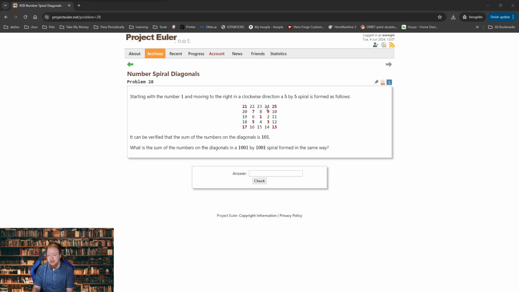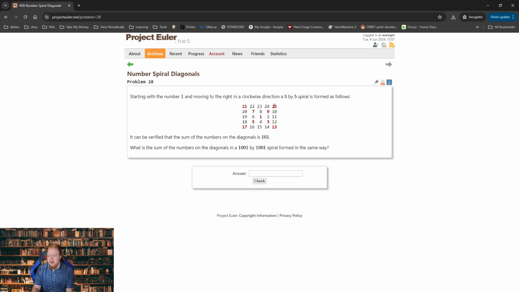We can actually start to see a pattern here. In the 3x3, the greatest number is 9, which is 3 times 3, and in the 5x5, it's 25, which is 5 times 5. So if we want a 1001 by 1001, the greatest number that we're going to end up having is 1001 times itself. So 1001 squared, whatever number that is, we'll calculate it programmatically.